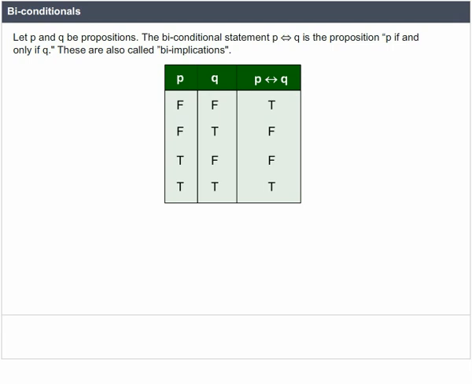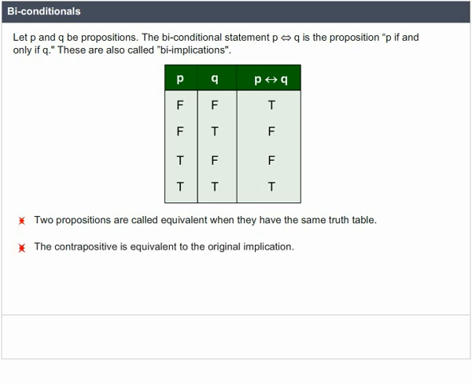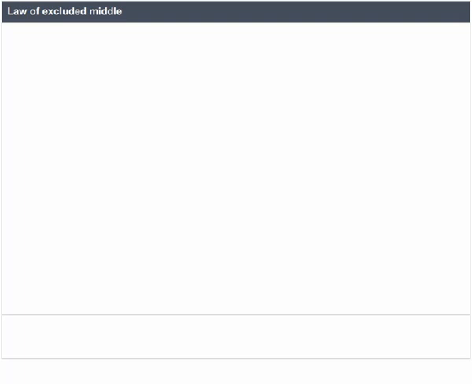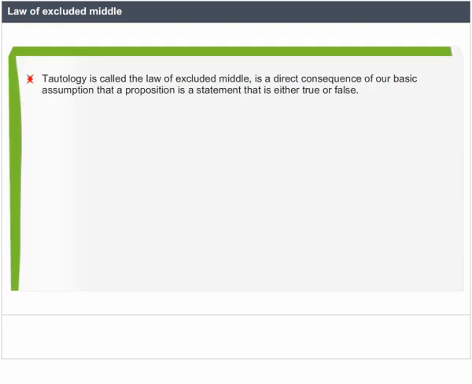Two propositions are called equivalent when they have the same truth table. The contrapositive is equivalent to the original implication. The converse and inverse are equivalent to each other. The inverse is not equivalent to the original. Law of excluded middle. The tautology is called the law of excluded middle.